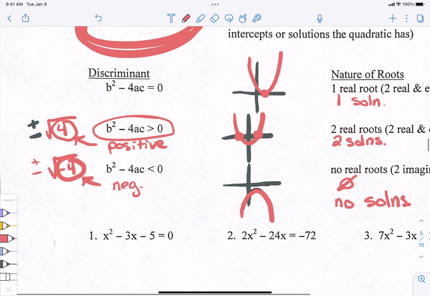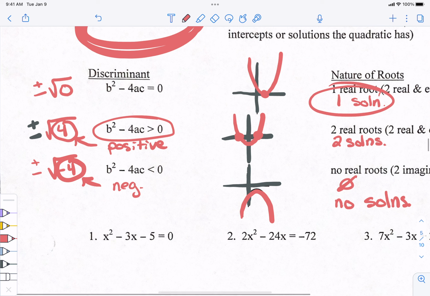If our discriminant, though, is 0, we still have plus minus the square root of 0. But something plus 0 is the same thing as that thing minus 0, right? Plus 0 and minus 0 are the same thing, so we only have one solution. Does that make sense? So your discriminant will tell you those things without having to do the entire quadratic formula.